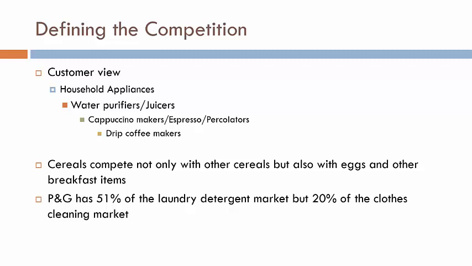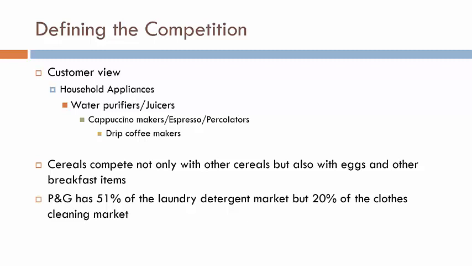Similarly, we can talk about another example here. While P&G has a large share of the laundry detergent market, it only has 20% of the clothes cleaning market. Again, this is related to the idea of marketing myopia and how one wants to define competition.